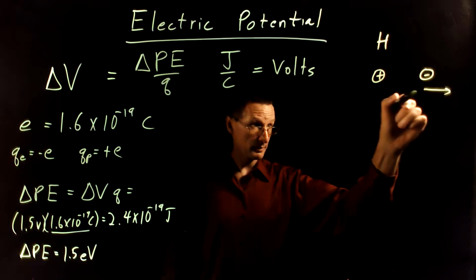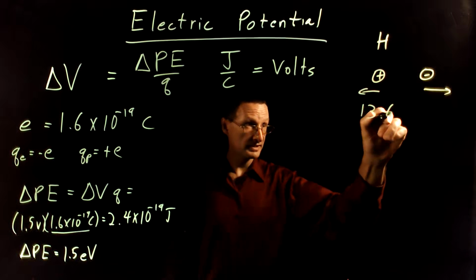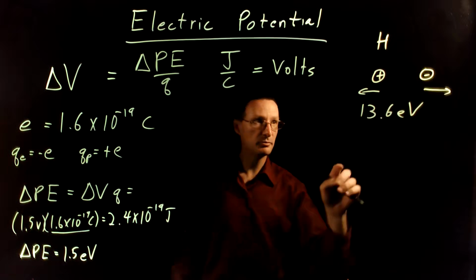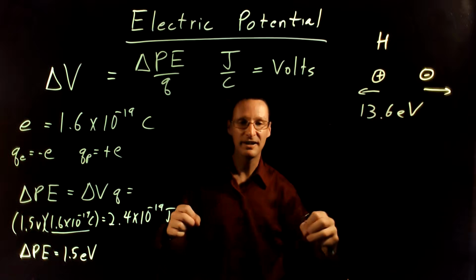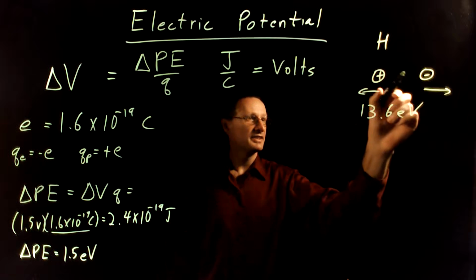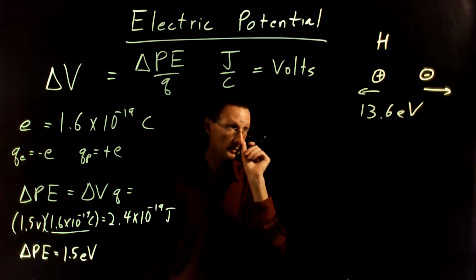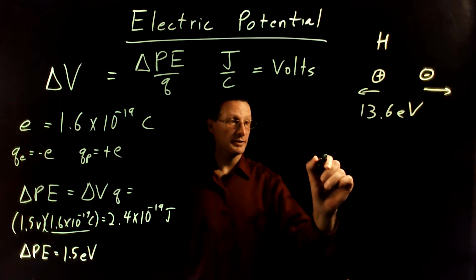And in order to rip these two apart, it turns out it's going to take 13.6 electron volts. Now, if I wrote it like this in joules, it would be this incredibly, insanely tiny number because we're just ripping apart one hydrogen atom. But given this way, this makes a little bit more sense and is perhaps a little more intuitive. Okay, let's think about one other scenario here.